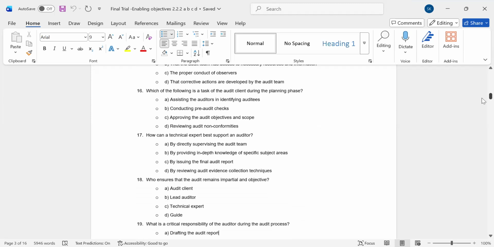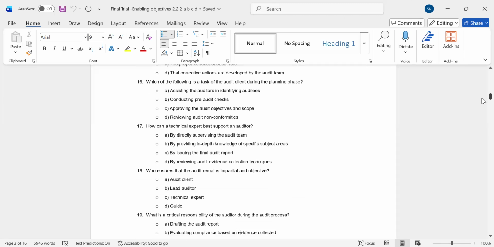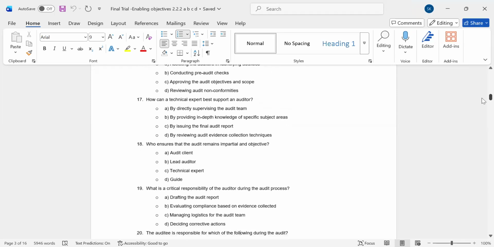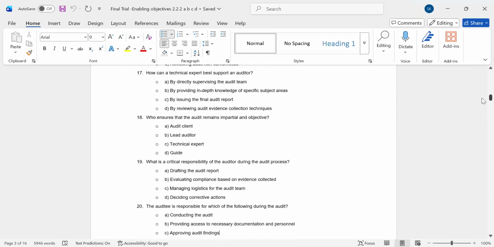How can a technical expert best support an auditor? A. By directly supervising the audit team. B. By providing in-depth knowledge of specific subject areas. C. By issuing the final audit report. And D. By reviewing audit evidence collection techniques. So B. By providing in-depth knowledge of specific subject areas. Yes, sir. B only. Right, good answer. Anybody else? Any other answer other than B? B, sir. Right, good. Question number 18.